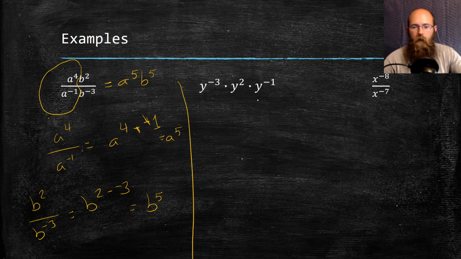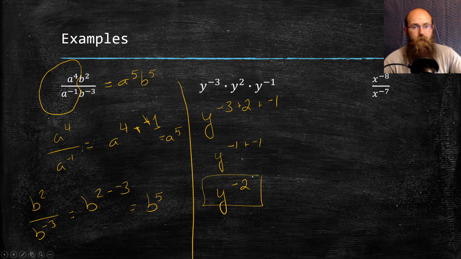Let's look at my next chunk here. I have y to the negative 3 times y squared times y to the negative 1. Since all of these are being multiplied, I need to add up their exponents. So y to the negative 3 plus 2 plus a negative 1. Negative 3 plus 2 gets me y to the negative 1, and then I still have to add that other negative 1, and I get y to the negative 2.